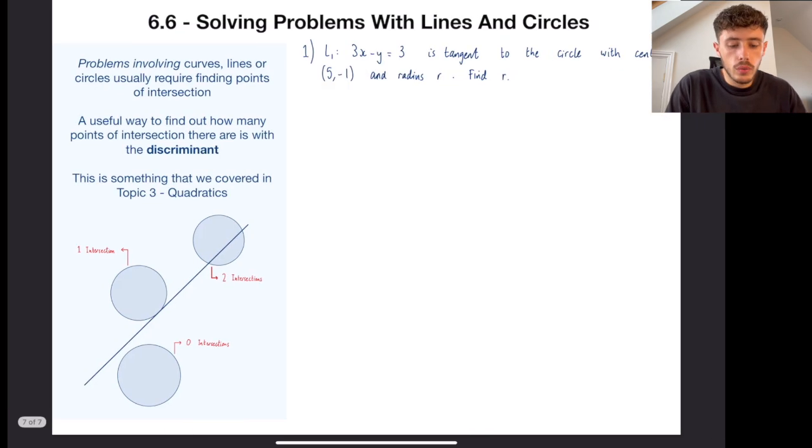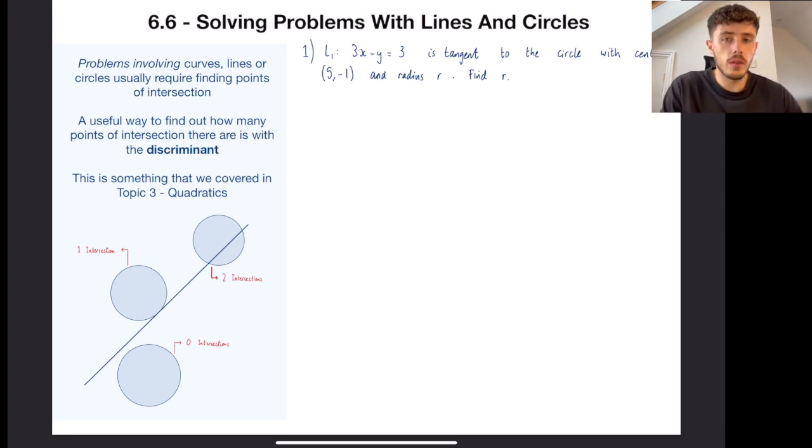So moving on to the final subtopic of this topic, which is 6.6, solving problems with lines and circles. First of all, well done if you've made it this far, but let's get into it. Problems involving curves, lines, or circles usually require finding points of intersection. And a very useful way to find out how many points of intersection there are is with the discriminant. And this is something that we covered in topic 3, which was the quadratic functions topic.